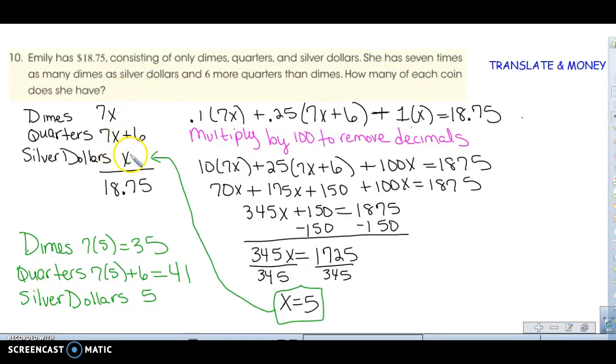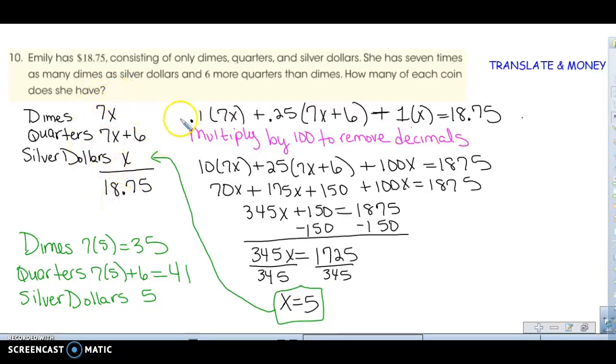So since they're describing the dimes in terms of silver dollars, we label the silver dollars first as X. The dimes is 7 times as many, so we're going to label that 7X. Then reading on, we have 6 more quarters than dimes. Well, if 7X is our dimes, 6 more would be adding 6. So 7X plus 6. These 3 should total the money she had.